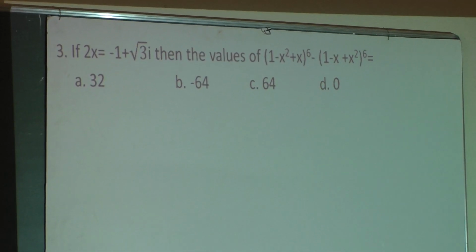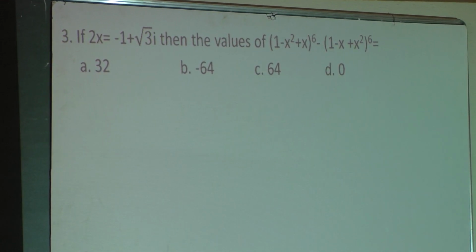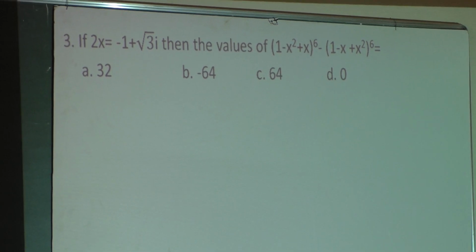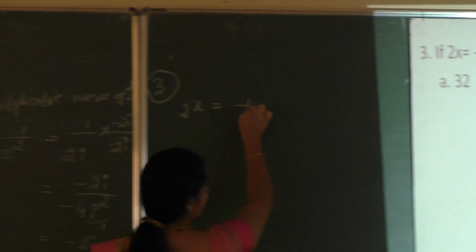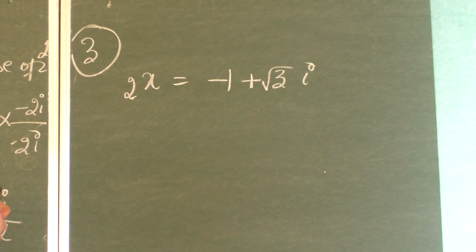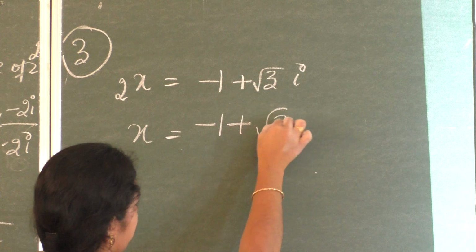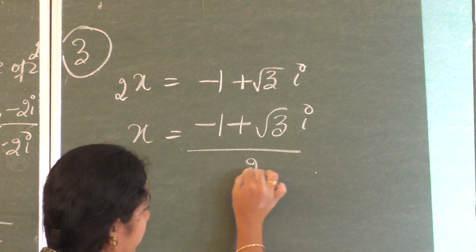Now if 2x is equal to minus 1 plus root 3i, then the value of (1 minus x square plus x) to the power 6 minus (1 minus x plus x square) to the power 6 is. See, the 2x value is given there. What is x? The given value is 2x, 2x is equal to minus 1 plus root 3i. What is x now? x is equal to minus 1 plus root 3i divided by 2.